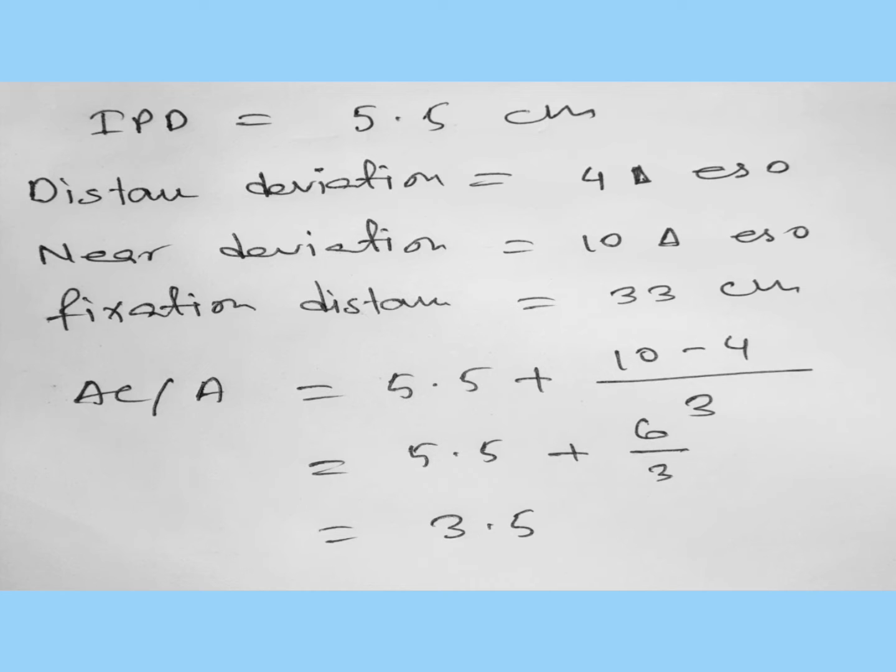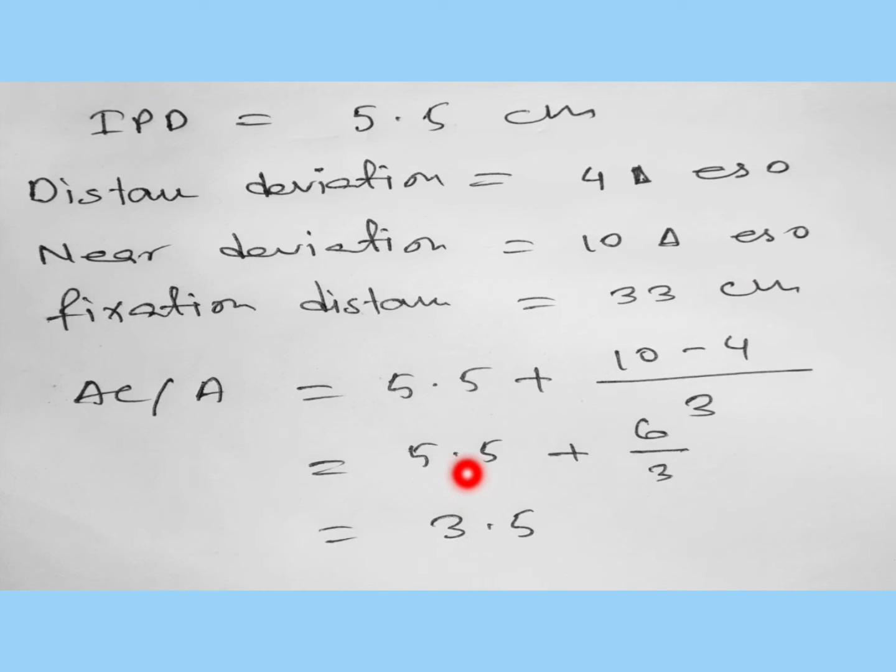This is another example where you can see the interpupillary distance is 5.5 centimeters, distant deviation 4 prism eso, near deviation 10 prism eso. Eso means you need to use a positive sign, right? Fixation distance 33 centimeters, 3 diopters. Now for the AC/A ratio, you need to use a positive sign in front of these two, then put the values into the formula, and after that you will get the AC/A ratio, that is 3.5.